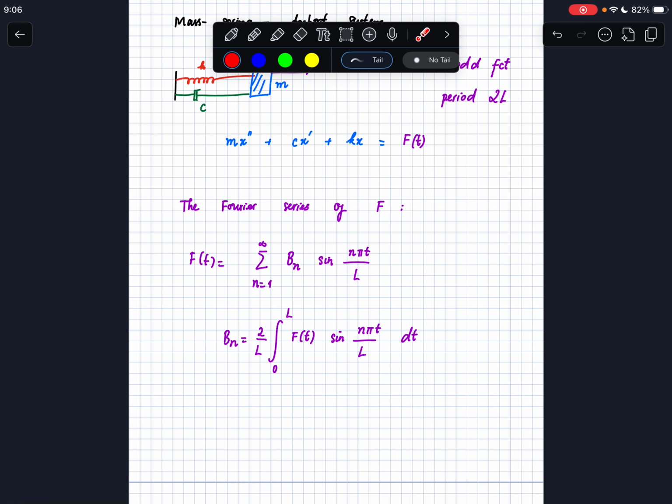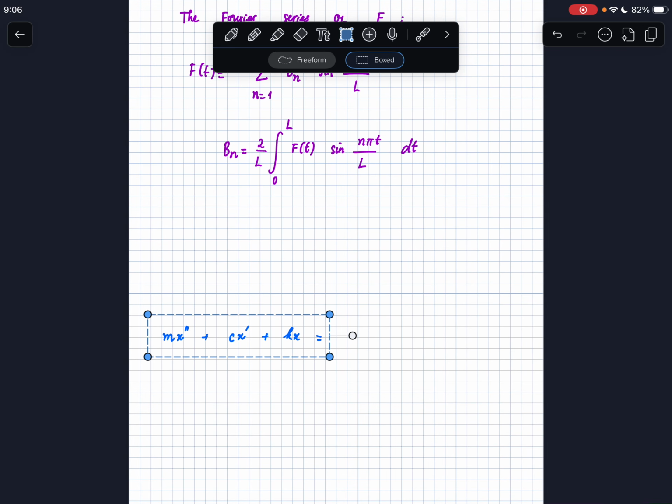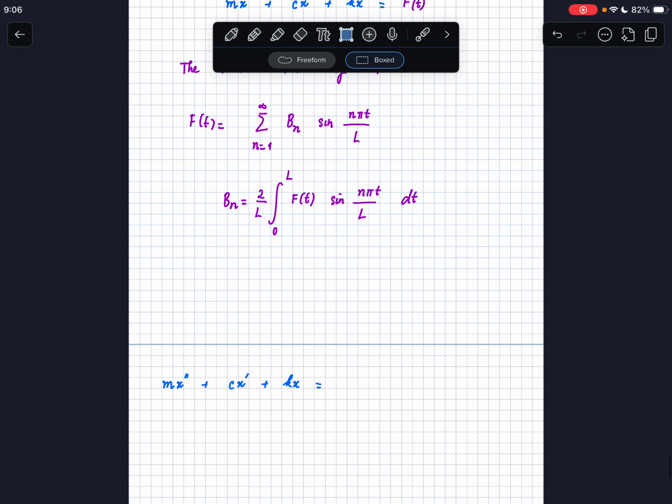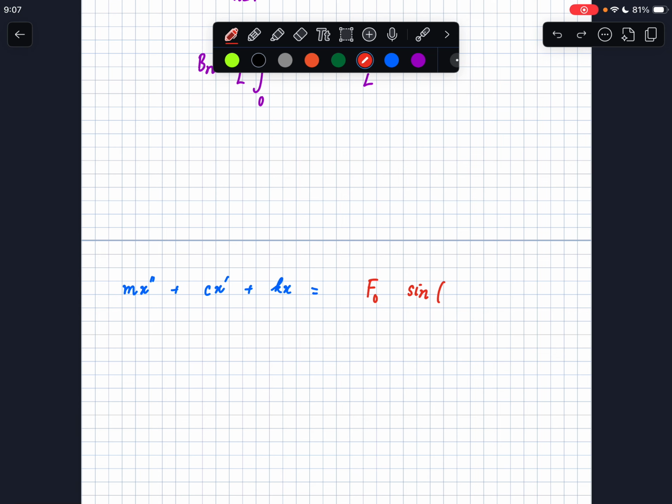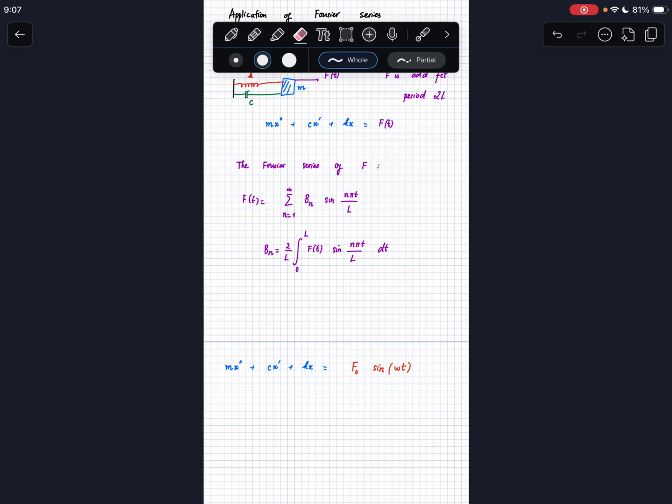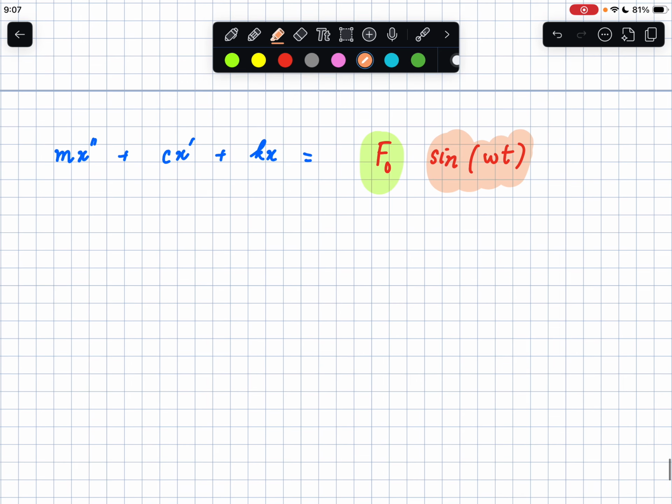So now let me just do this by the superposition principle. Instead of looking at the whole summation, I just look at one term. So we consider mx'' + cx' + kx equal to just one term, say F0 sin(ωt). Instead of looking at this whole big thing, I just look at F0 sin(ωt), and we know how to solve that.